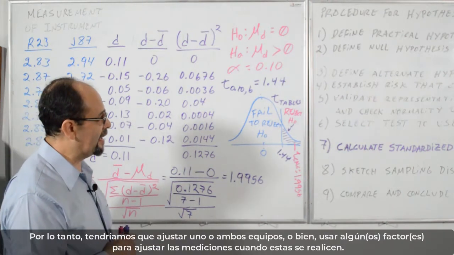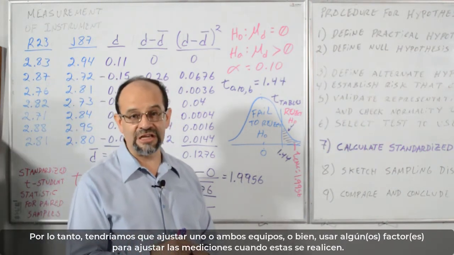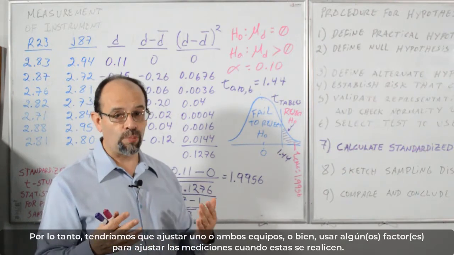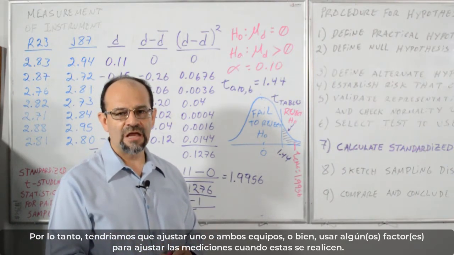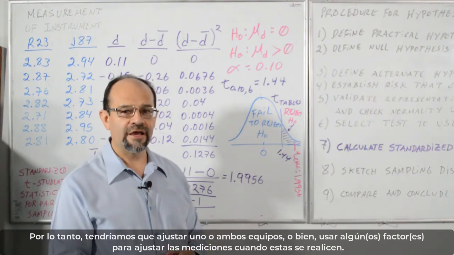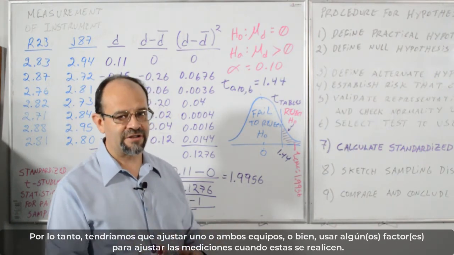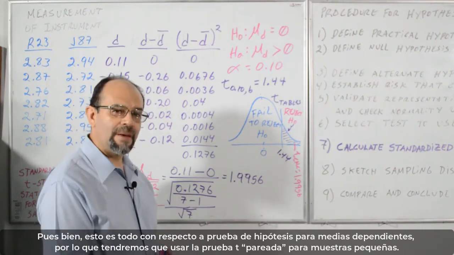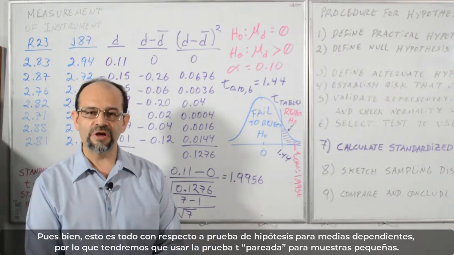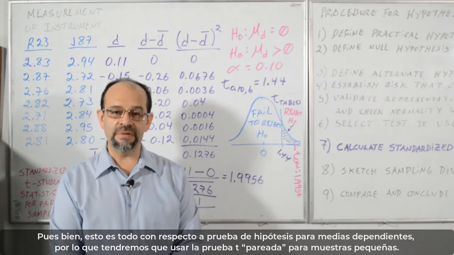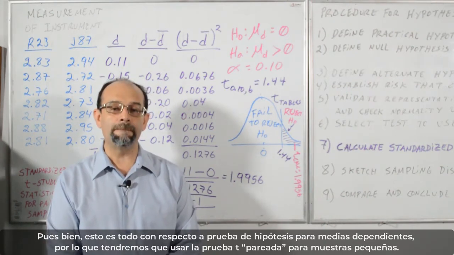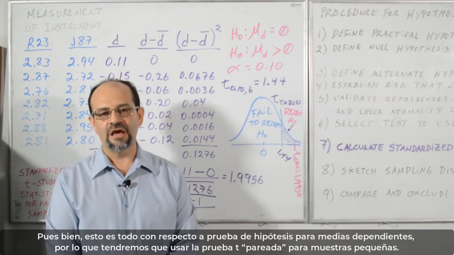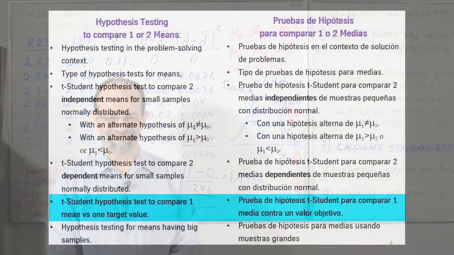units. That means that now we need to adjust one or both of the equipments, or we have to use some factors in order to adjust after the measurement is done. Well, basically that's it in terms of means dependent, which means that we have a paired t-test because the samples are small.